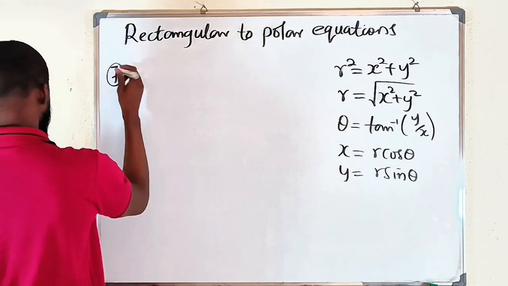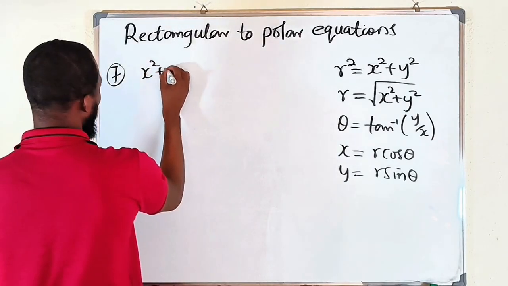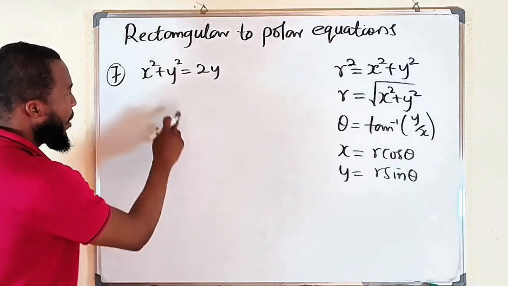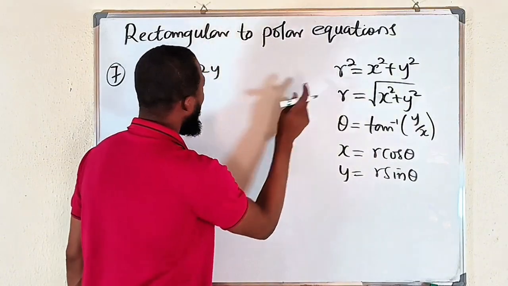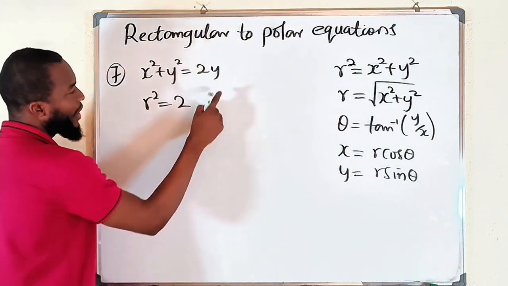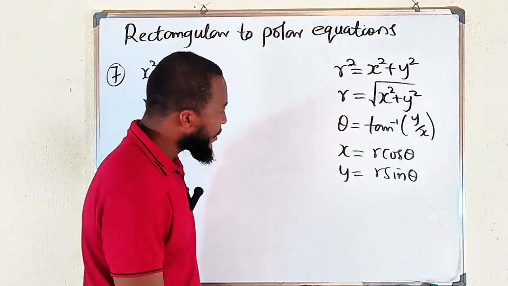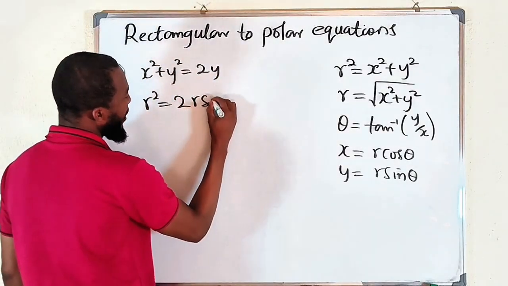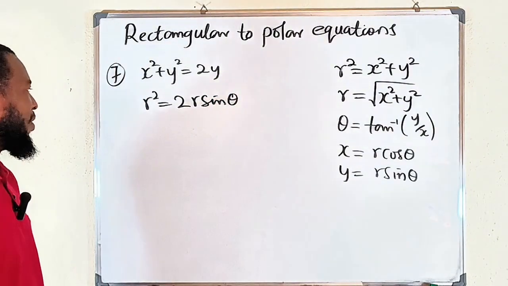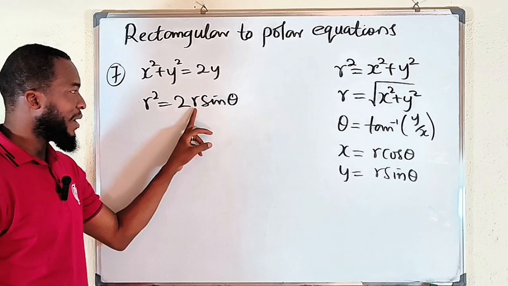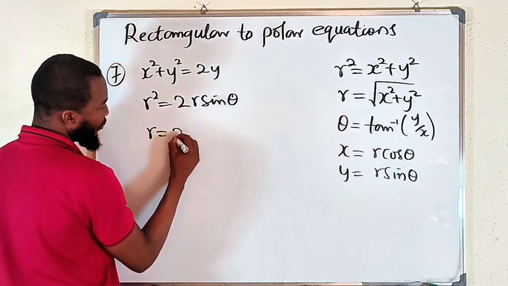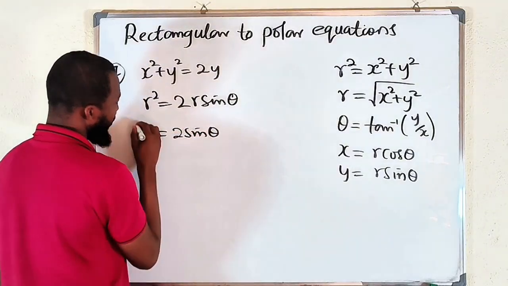So question number 7, we have x squared plus y squared equal to 2y. Already, we know that this is the same thing as r squared, right? So this is r squared equal to 2 multiplied by y. Y is what? R sine theta. Well, I think we can divide both sides by r, right? Because we have an r here. So dividing this r squared by r, you have r. This is equal to 2 sine theta. Simple.